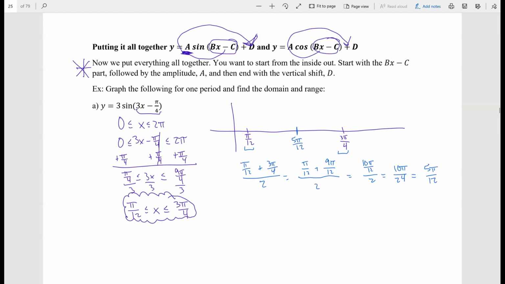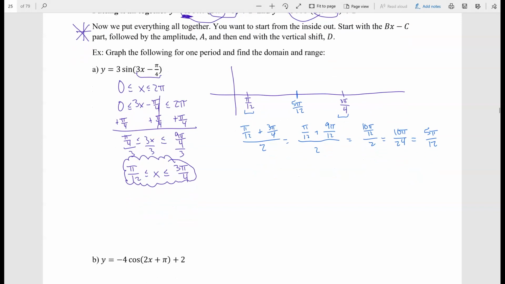Okay, so now let's go ahead and do the next part. Let's do pi over 12 and 5 pi over 12. So we're going to take 5 pi over 12, add it to pi over 12, and then divide it by 2. Luckily, this is already reduced, so this is going to be 6 pi over 12 over 2. This is going to give me 6 pi over 24, or reduced, pi over 4. So this right here is going to give me pi over 4.